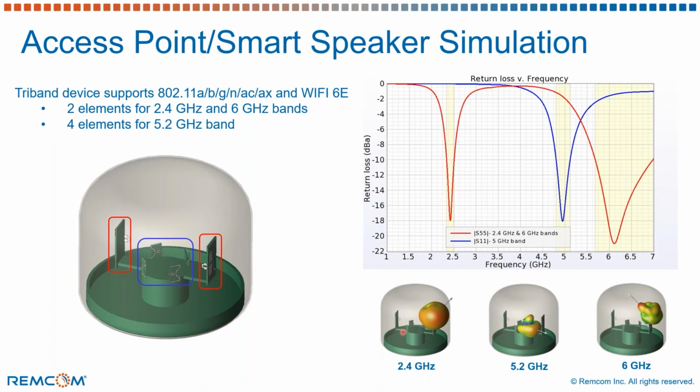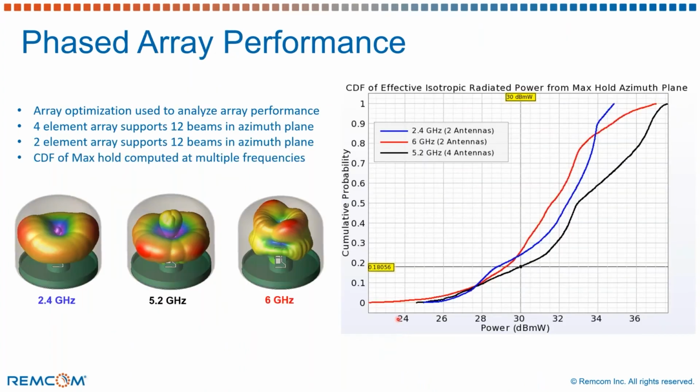And with multiple elements here, we can configure them as arrays and perform beamforming to effectively cover a wider area. And to perform such analysis on these devices, we can use a feature called array optimization within XF, which requires users to specify the directions in which they want the maximum power to be focused, and the algorithm automatically finds out the appropriate phasing for the different antennas that are forming up the array.